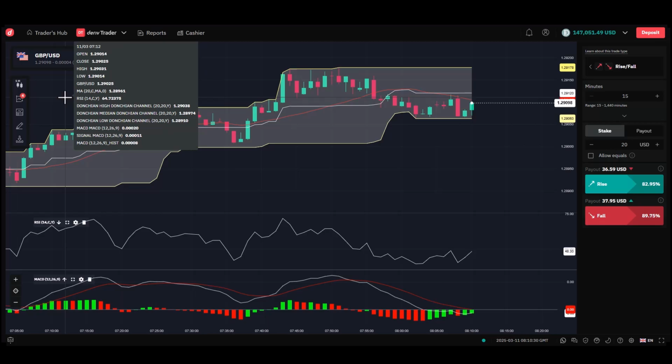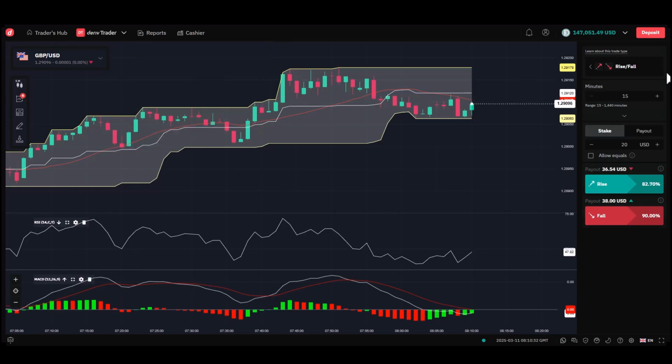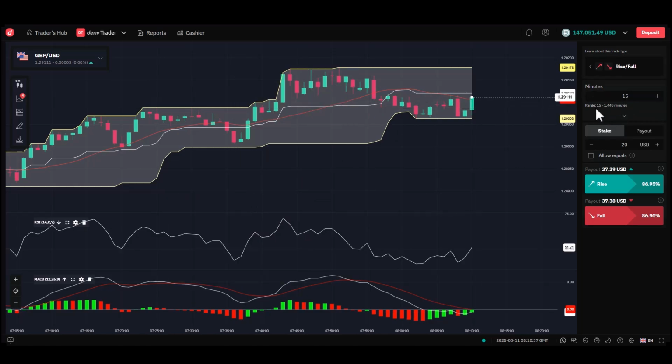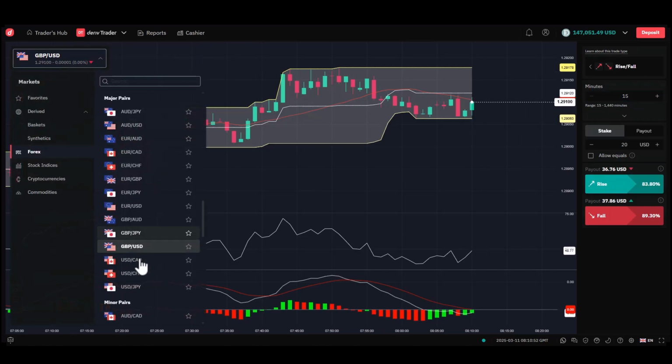Now these are going to run a little bit longer. If we look over here, we still stay with rise fall, and we're still using our same indicators. But you see the range is 15 minutes to 1,440 minutes. So we can't go less than 15 minutes. So we'll go 15 minutes. And this is on the GBP USD. You can obviously trade a whole range of markets, but let's stay with that, the pound against the dollar.